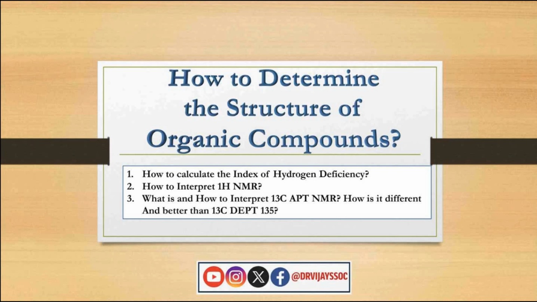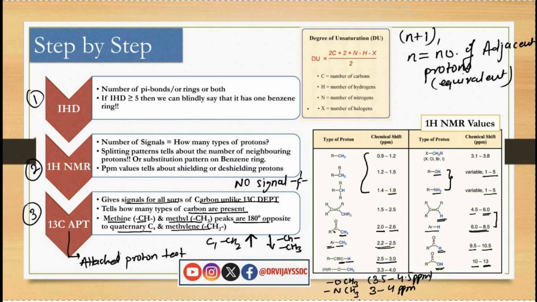Before solving this problem, we are going to revise all those steps which we have been learning since the beginning, and we will revise the chemical shift values for 1H NMR and 13C NMR as well. This is very important to keep revising because this practice will make you perfect. And here are those steps.